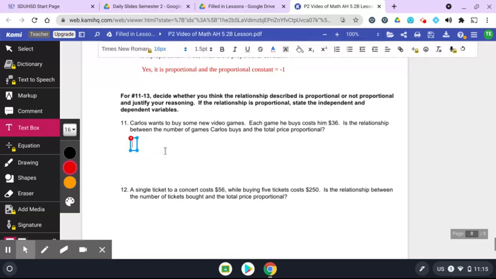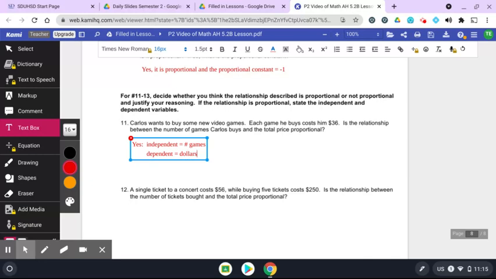So is the relationship proportional? Yes. Okay, if it is, we have to say what the independent and dependent values are. So independent is number of games. And dependent is the cost, or dollars.